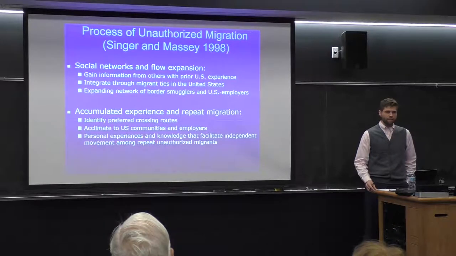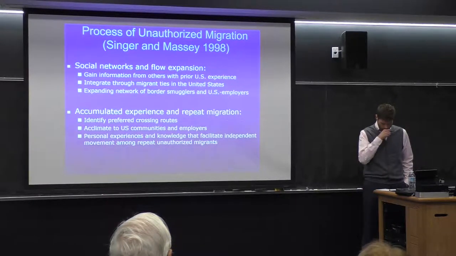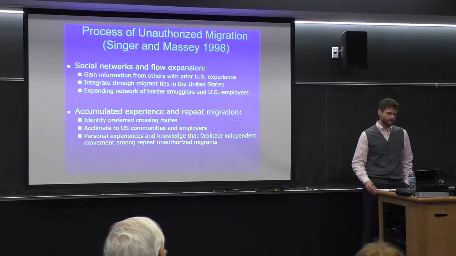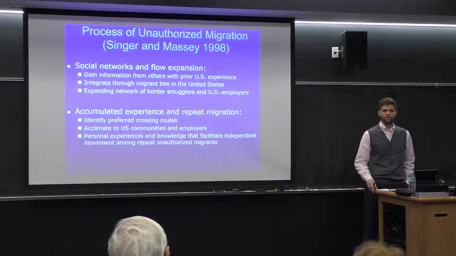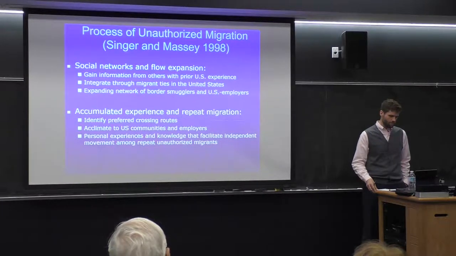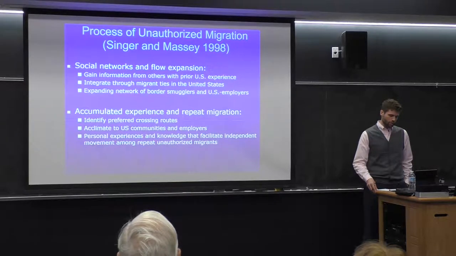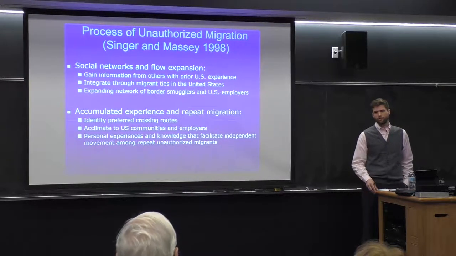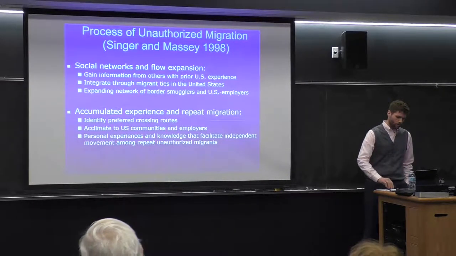From 1965 to 1985, undocumented border crossing became a routine process that was socially institutionalized and highly scripted. First-time migrants drew heavily on social networks to connect them to reliable guides who could escort them across the border. In tandem with these expanding networks, active employer recruitment and the emergence of intermediaries like border smugglers contributed to the rapid expansion of unauthorized migration flows.